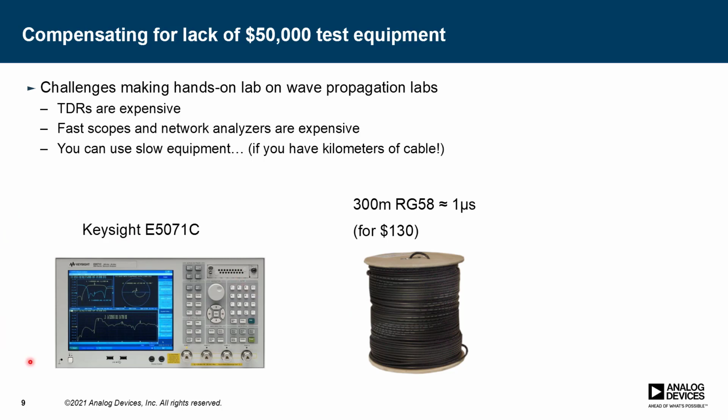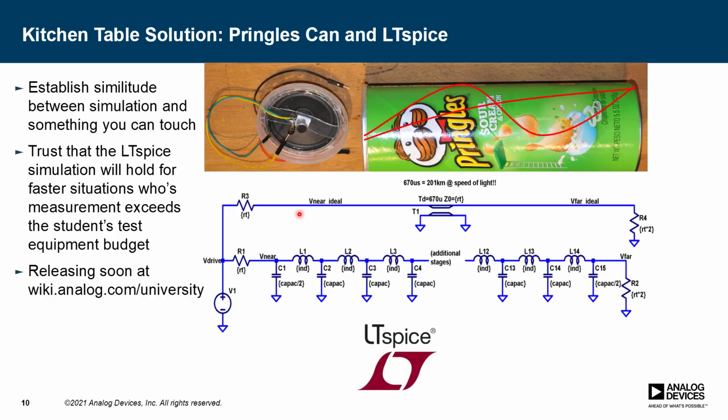And if we had a slower, maybe lower cost piece of test equipment, let's say that went up to 10 megahertz instead of 10 gigahertz, I could still do those experiments with a longer piece of cable, but that's also expensive and bulky. A 300-meter cable is about a microsecond. Well, that's at the speed of light. It's probably more like 2 microseconds down a cable like this. This spool of cable costs $130 and it's huge. So how can we use LTspice and some other setups to do some transmission line experiments?